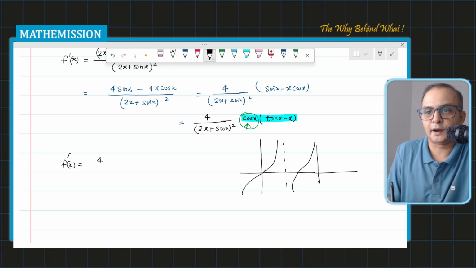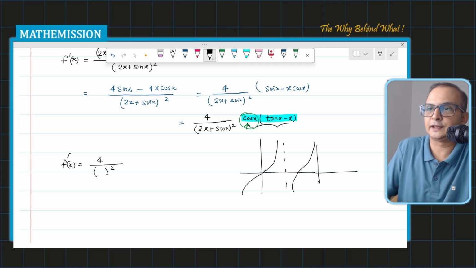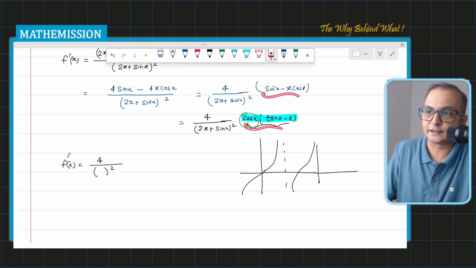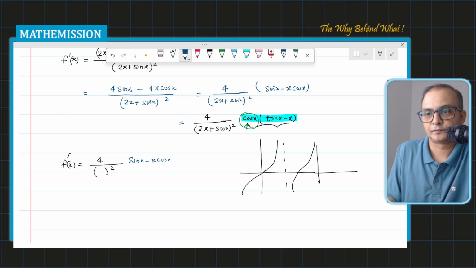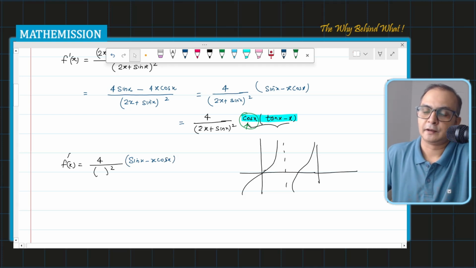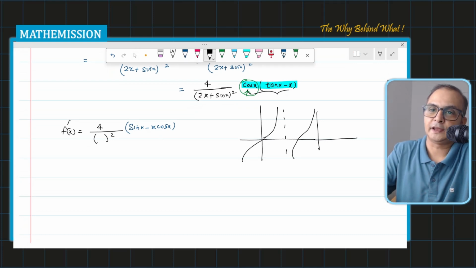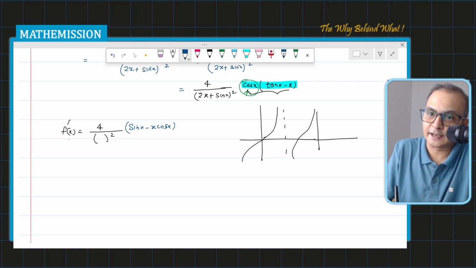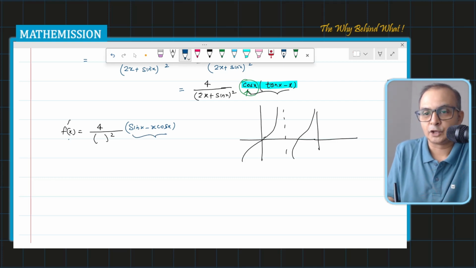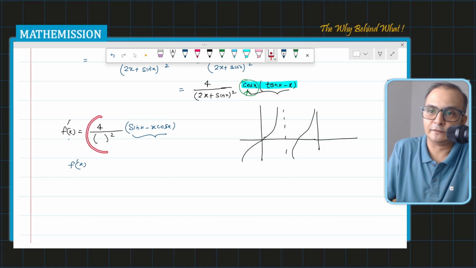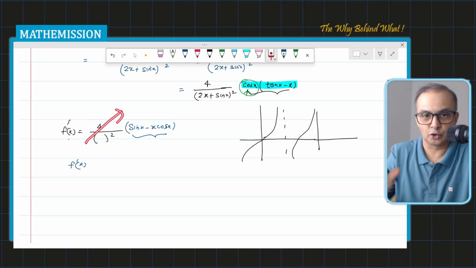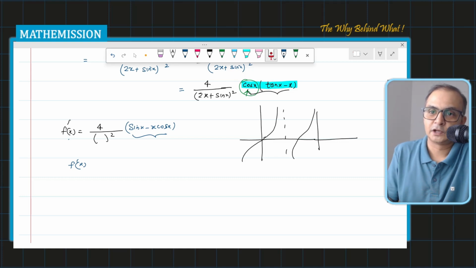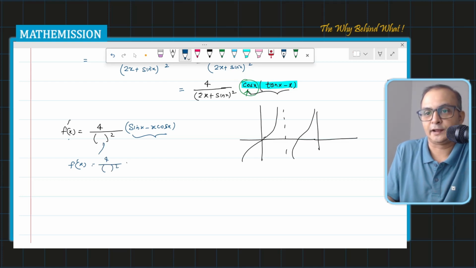So I already have f'(x) as 4 by some quantity squared, and let's call this whole thing g(x). This is going to be sin x minus x cos x. The sign of the function's derivative, meaning the increasing or decreasing behavior of the function, is determined by the sign of f'(x). So why not decide the sign of f'(x) by this function only? You can notice that it doesn't matter what this value will give, it is only going to be positive. So it is not going to contribute in the decision of the sign of f'(x).